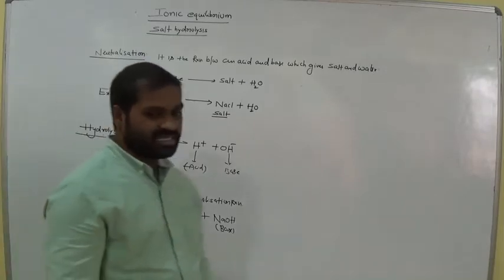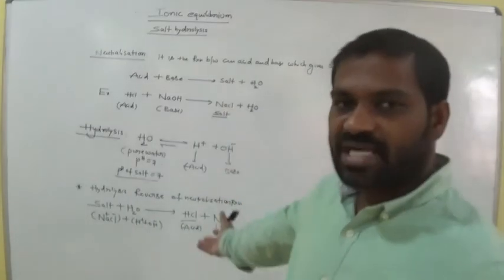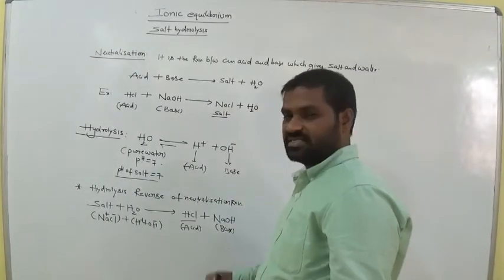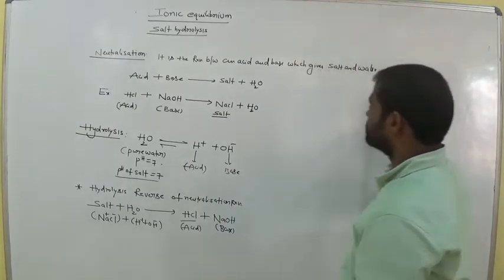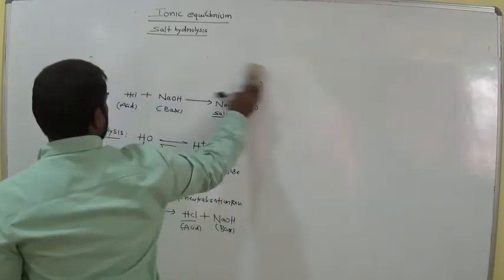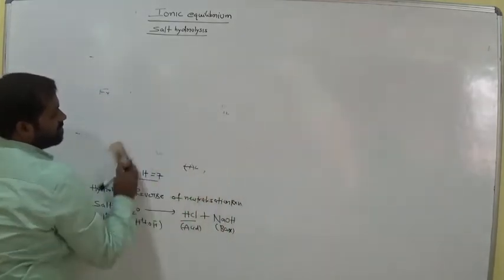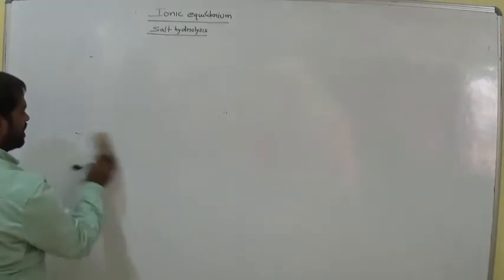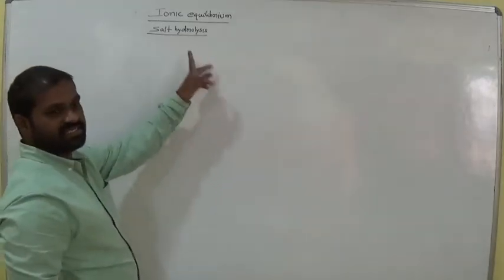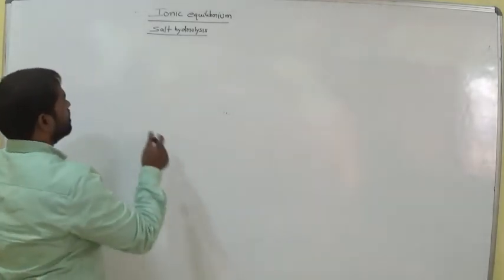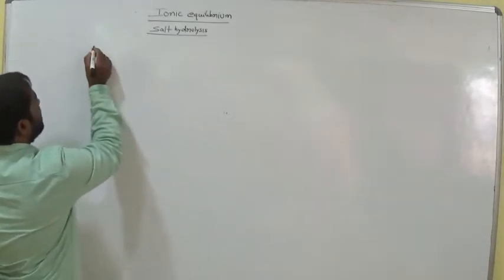So remember this. So simple, salt undergoes hydrolysis, it produces acid and base. Remember this. Salt hydrolysis means salt undergoes hydrolysis, that means we add water to the salt. So now types of salts.